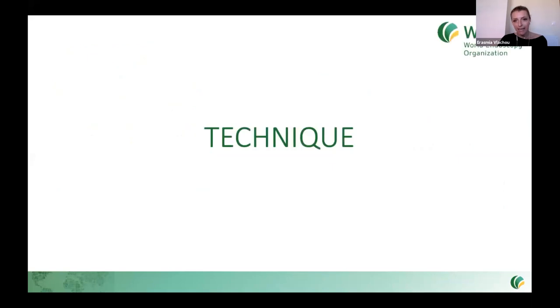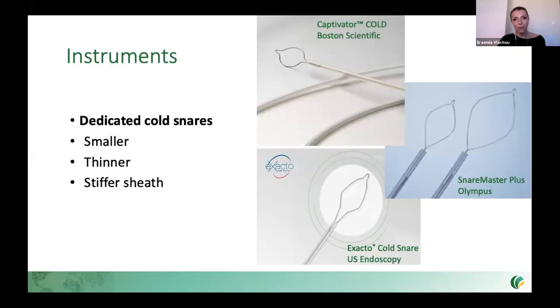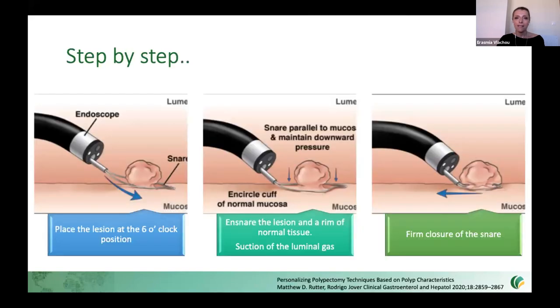And let's discuss the technique itself. To begin with instruments, nowadays there are quite a few commercially available dedicated snares for cold snaring that are thinner than traditional snares, are also smaller and have a stiffer sheath. All these characteristics basically make the cutting process easier. And the basic technique consists of three steps.